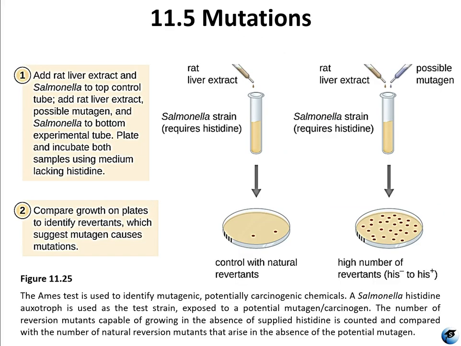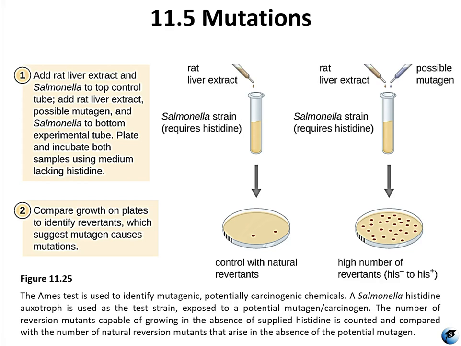This is the Ames test. This is used to identify potentially carcinogenic chemicals. So this one is showing a Salmonella histidine auxotroph that's used as the test strain exposed to a potential mutagen carcinogen. The number of reversion mutants capable of growing in the absence of supplied histidine is counted and compared with the number of natural reversion mutants that arise in the absence.